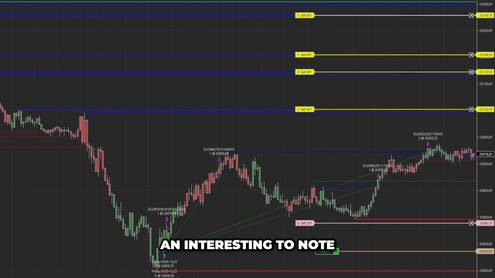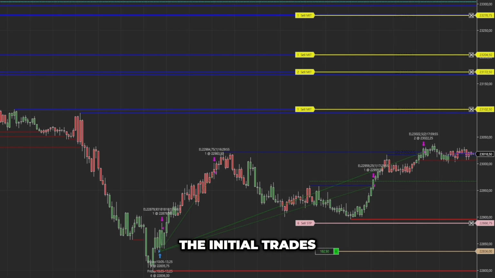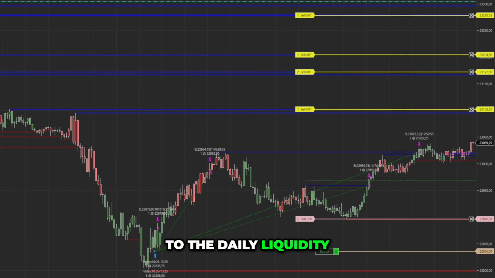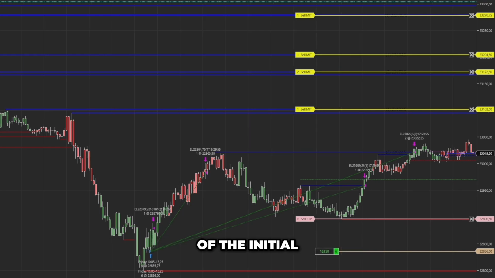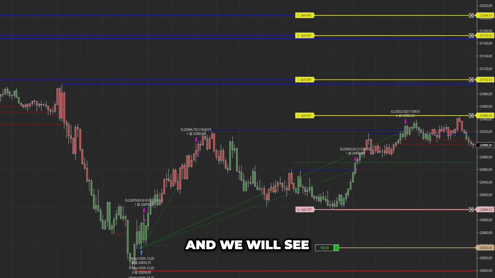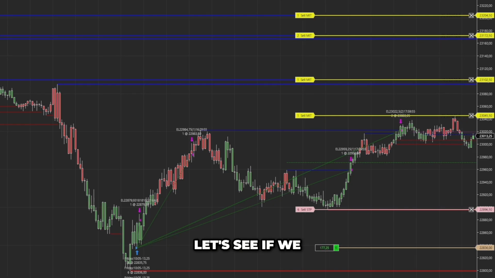An interesting thing to note from this particular trade during NFP was that the initial trade's entry was placed in heavy discount compared to the daily liquidity matrix with premium and discount. We already took off 1, 2, 3, 5 contracts of the initial 11 contracts being entered with, and we will see that a new liquidity pool was formed at 23,045.5 handles. Let's see if we actually also manage to take a trade here.